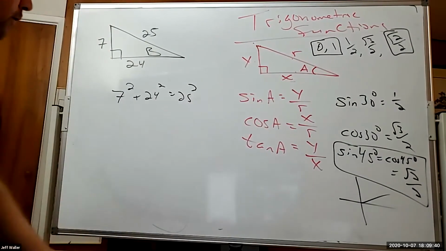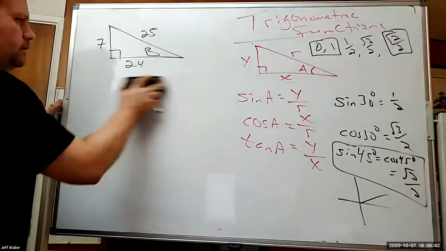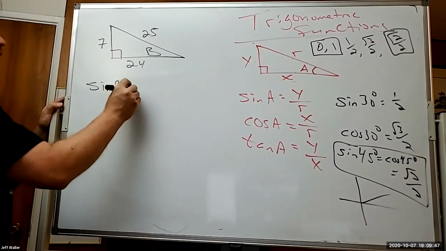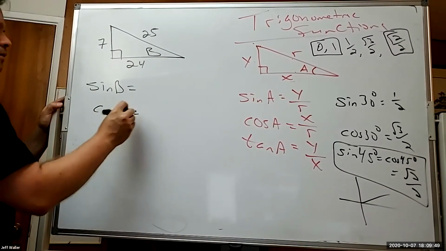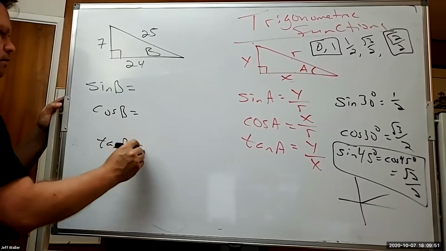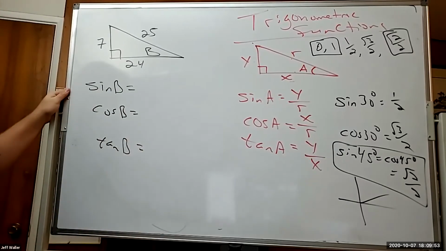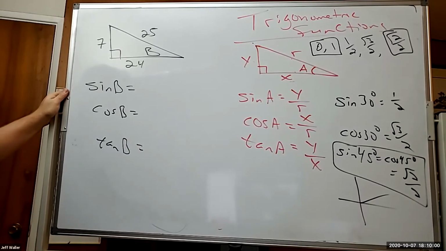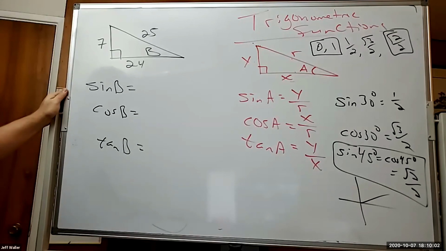All right. So can you take a second or several seconds and tell me what the sine of B is, cosine B, and the tangent B? Sorry, buddy, I didn't mean tell me yet. That's all right. Just take a few seconds, write those down.